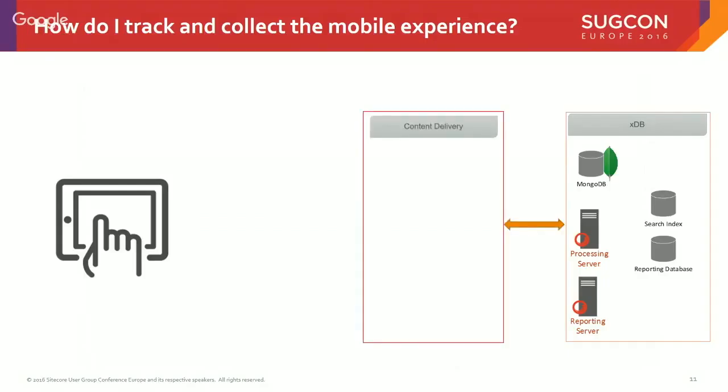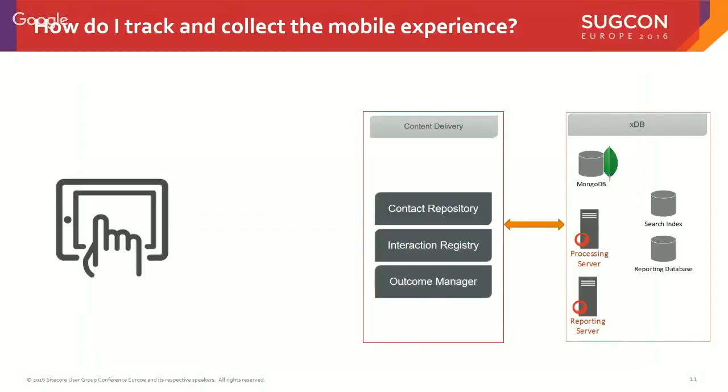So we have this content delivery environment, which everyone's quite familiar with. And in that environment, we have a few APIs that are part of the analytics namespace. We have a contact repository, which allows you to manage contacts. We have an API called the interaction registry that allows you to push interactions in, and also an outcome manager, which is where you can actually update and add outcomes. And I'll talk more about those in a minute. Now, these APIs exist in content delivery, but they're not available on the surface area, so you need to be able to build your own API that allows you to integrate with those.